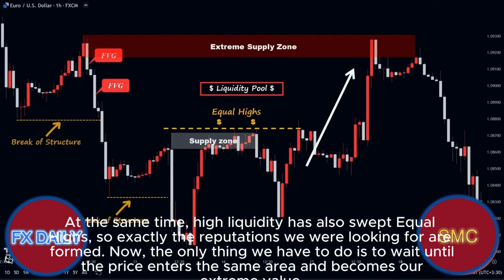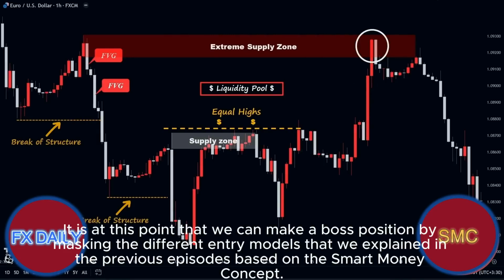Now, the only thing we have to do is wait until the price enters the same area and becomes our extreme value. It is at this point that we can take a position by choosing among the different entry models that we explained in the previous episodes based on the smart money concept.